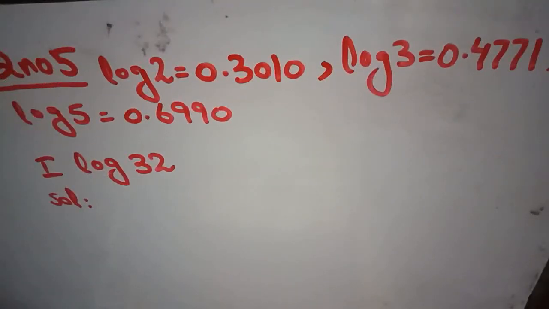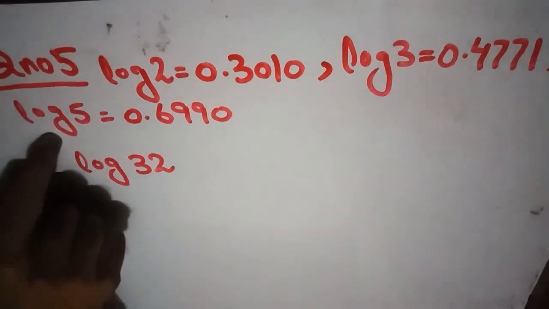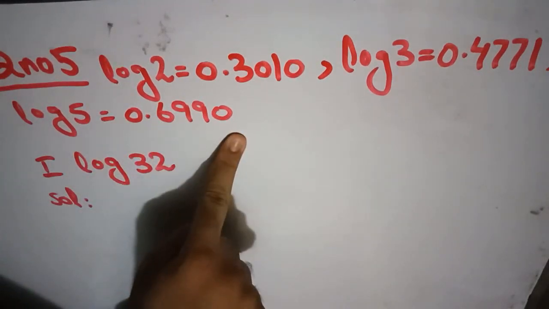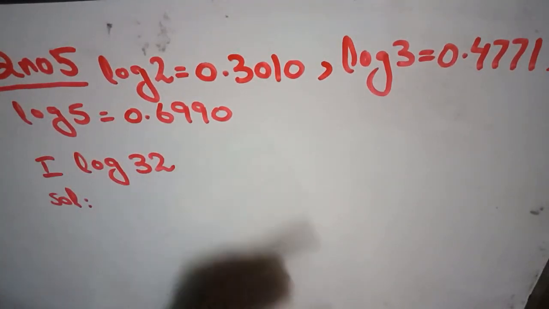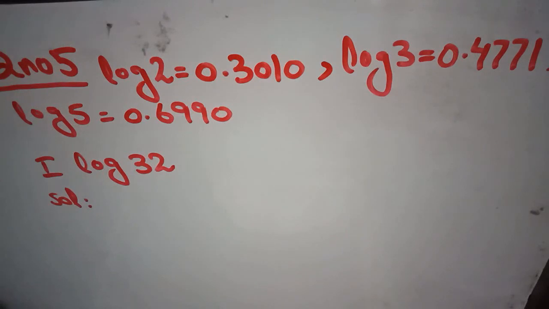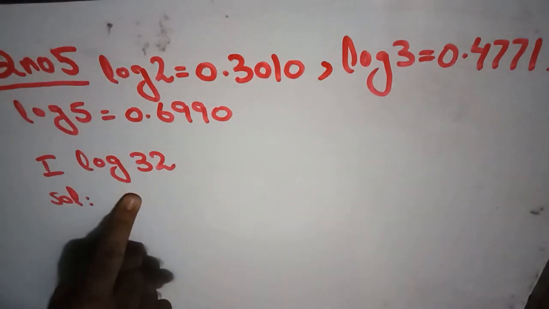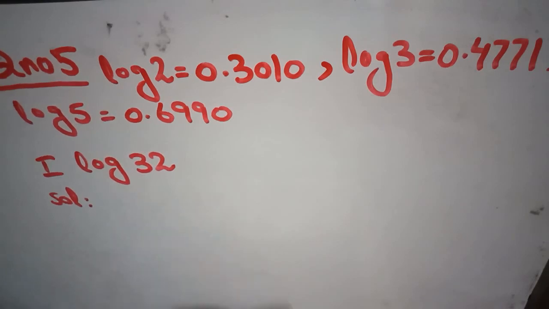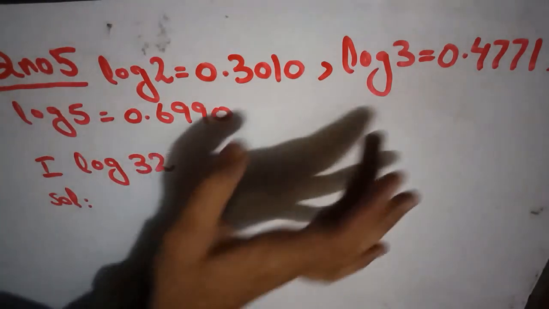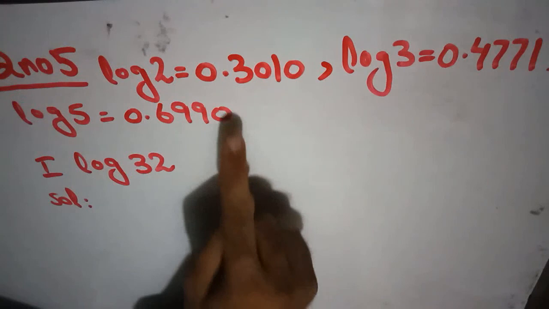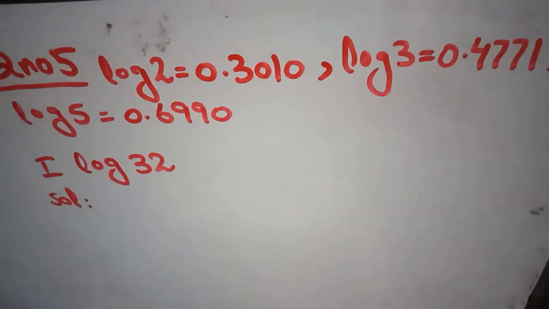In the next question, question number 5, the values of different numbers are given. log 2 is equal to 0.3010, log 3 is equal to 0.4771, and log 5 is equal to 0.6990. So we have to find the value of the other logarithms. Like there is given log 32, and we have to find it without using the table, with the help of these values. How will we find it?